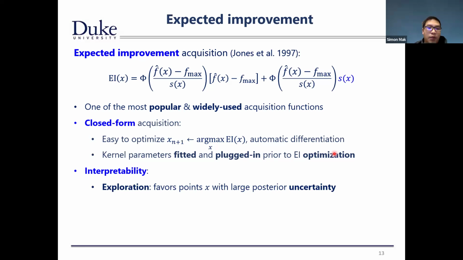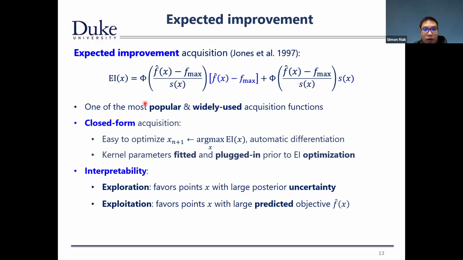Now, another really nice thing about the EI is that it gives us interpretability as well. So again, let's take a look at maximizing this EI, which involves maximizing these two terms. Let's take a look at that last term right here, which is s of x, or posterior variance, or posterior standard deviation. In maximizing this, you can think about this as favoring points x that have a large posterior uncertainty. So you can think about this as trying to explore the space where we're most uncertain, called exploration.